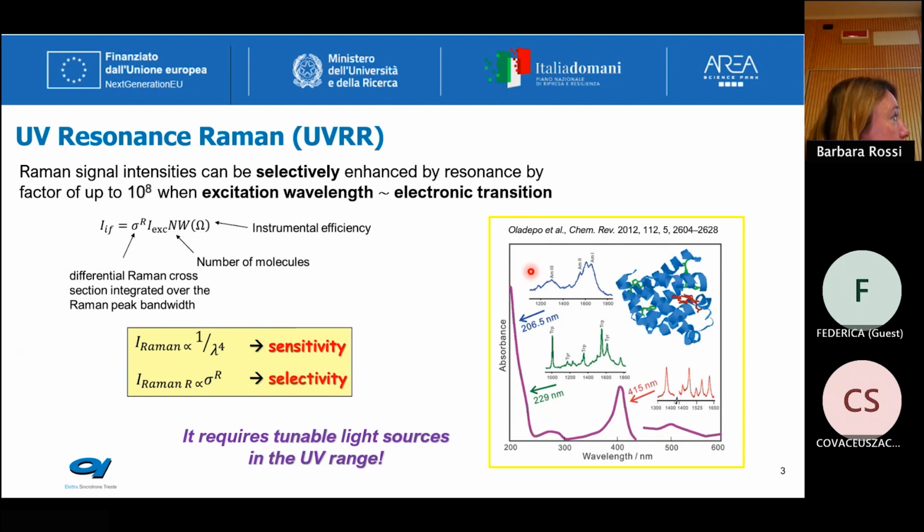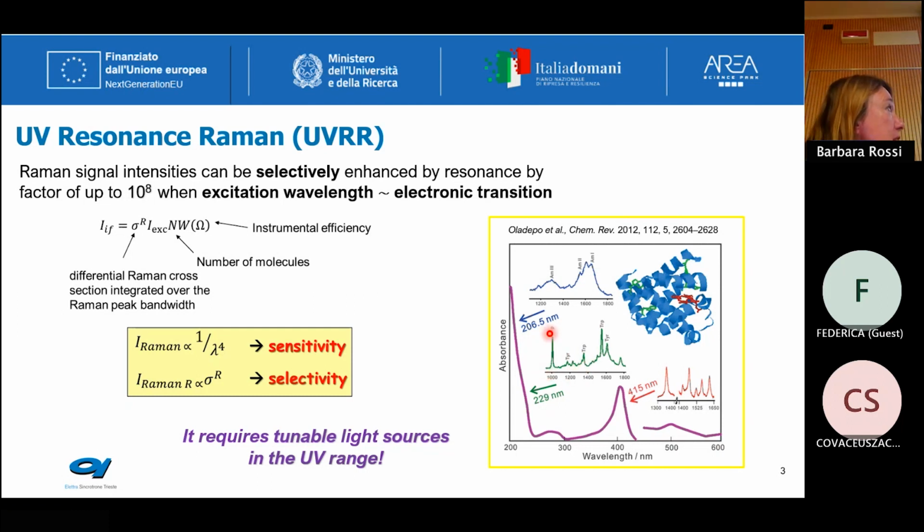Here we can see a typical example of the use of UVRR spectroscopy for the study of proteins. Here is the absorption spectrum of a protein. If you use an excitation wavelength of 229 nm, which is close to the resonance energy of the electronic transition of the aromatic amino acids present in the sample, the Raman spectrum is completely dominated by the signals assigned to tryptophan, tyrosine, phenylalanine, and other aromatic amino acids present in the sample.